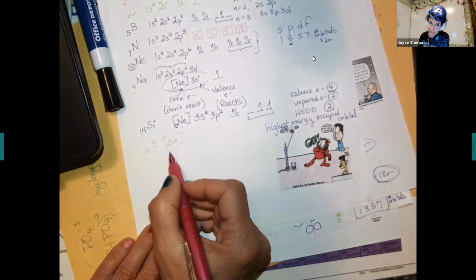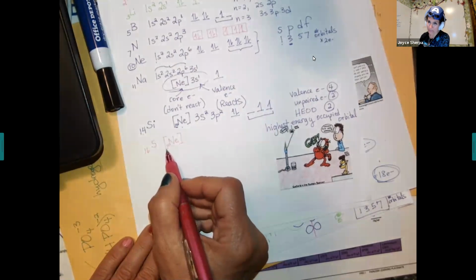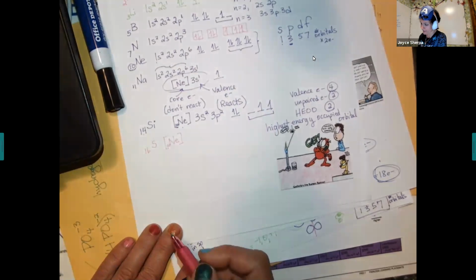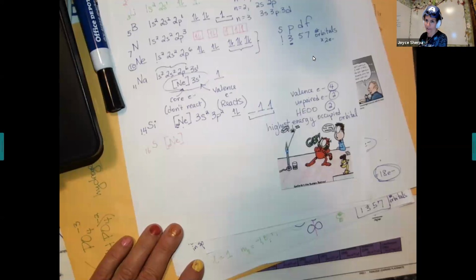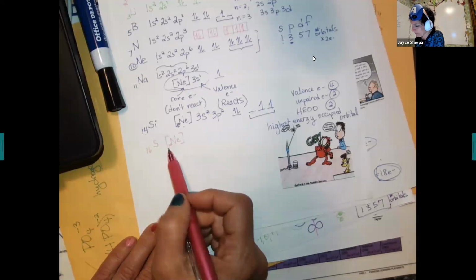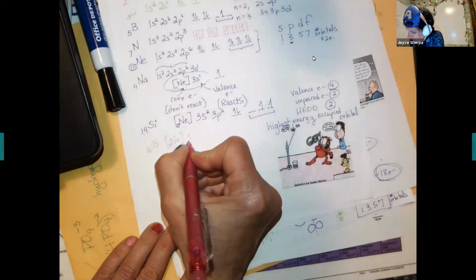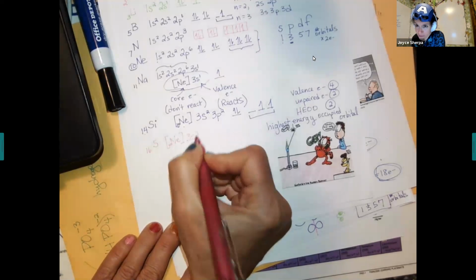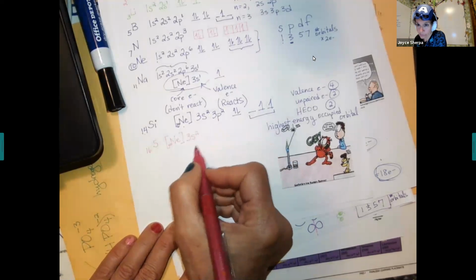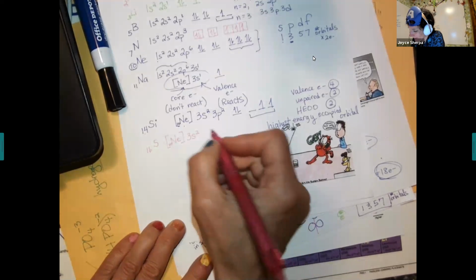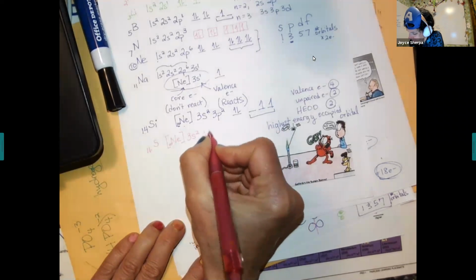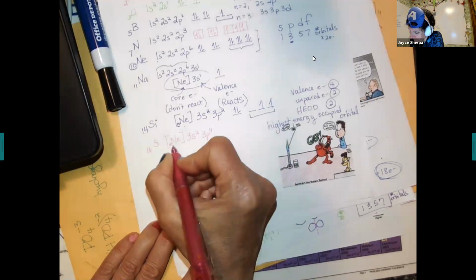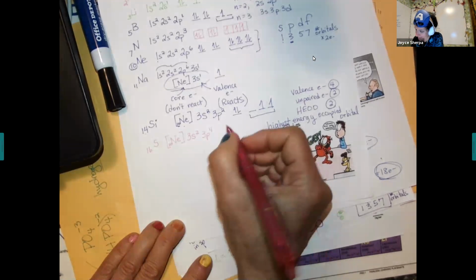Eventually you don't, it's up to you. You don't have to write the 10 there, but it's really nice when you're first learning to make sure you got the number. But once you see the pattern, a lot of people stop writing the 10. We're going to get to the pattern soon. So 3s2 and then 3p4, because 2 plus 4 is 6 plus 10 gets us to 16.